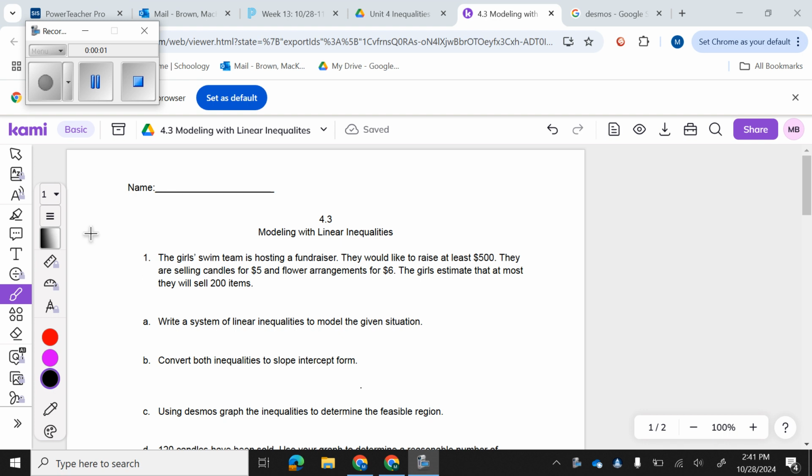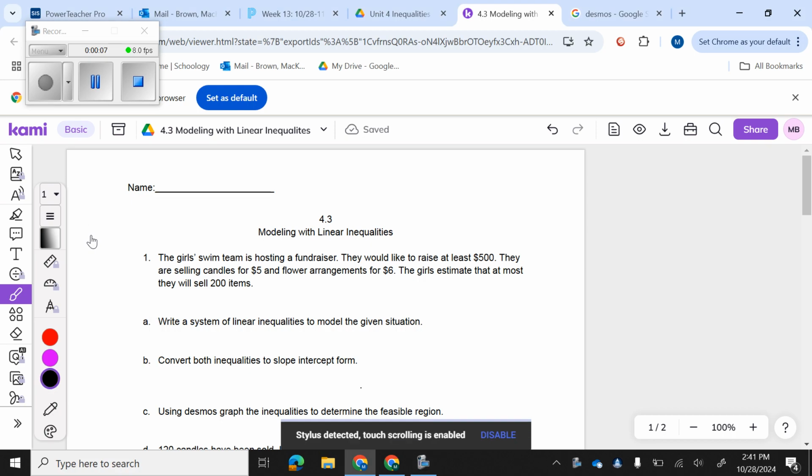All right, so now we've got to put linear inequalities with word problems, okay? So this is just like when we write systems of equations. You want to go find your two totals first, okay? So we're going to start by writing a system, which means we need two, okay, to model the situation.